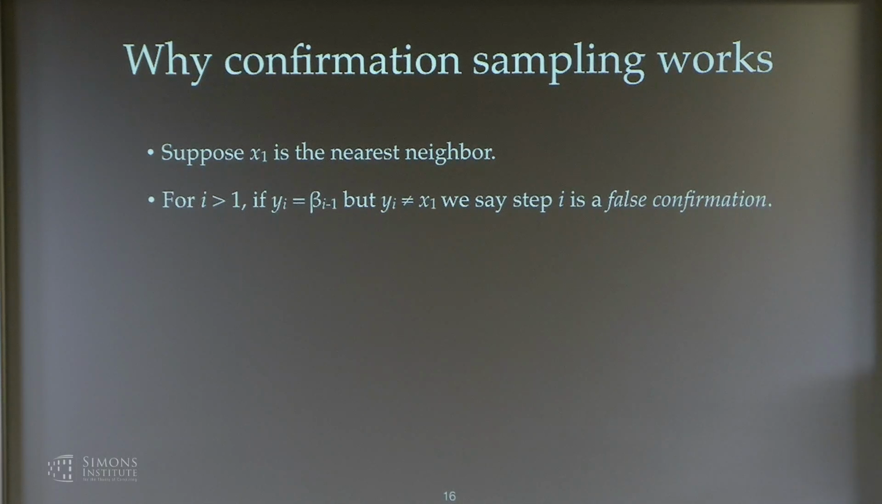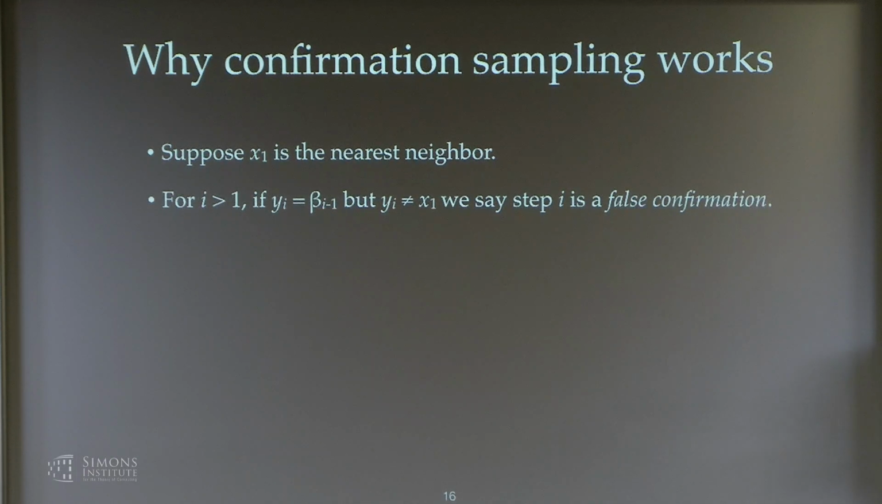So what does it take to return something other than the nearest neighbor? It requires something called false confirmations. It requires that at some point, the best thing we have seen so far is beta i minus 1, and we see it again. So beta i minus 1 is the best so far, and then we sample the same point once more in the ith hash table, but it's not the nearest neighbor. We call that a false confirmation.